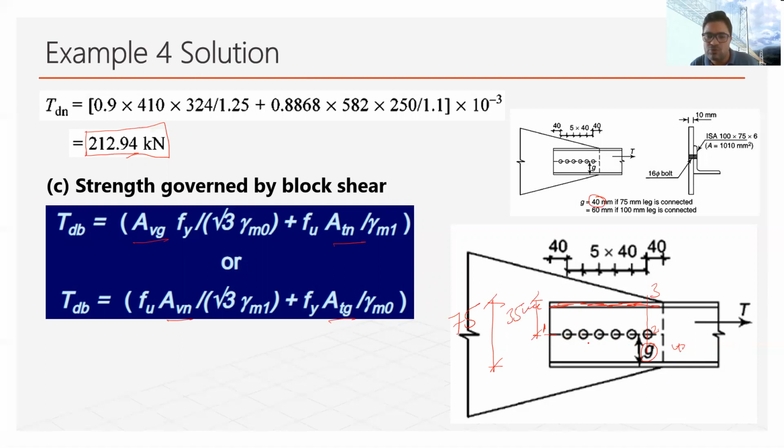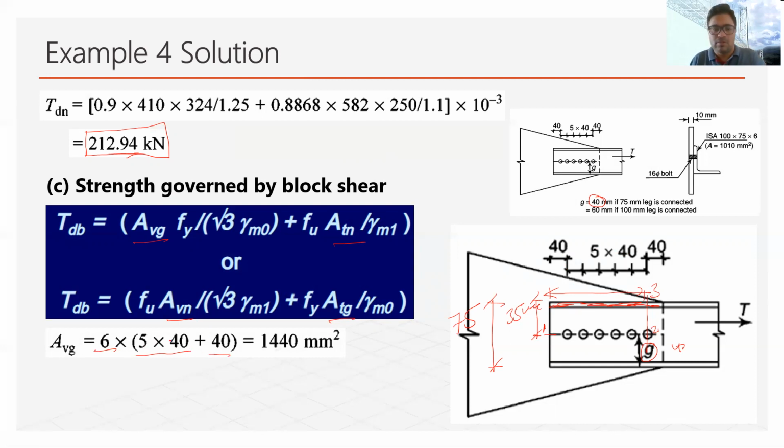So for that, we will find out AVG and AVN. So AVG is the gross cross-sectional area. Assuming that there are no holes, what will be the gross cross-sectional area? It will be equivalent to this length multiplied by the thickness. So this length is 5 into 40 plus 40, multiplied by 6, which is the thickness. So you can see here 6, 5 into 40 plus 40, because here we are not considering the holes.